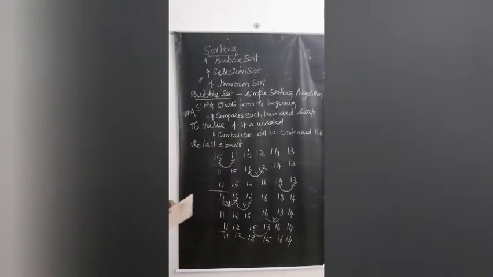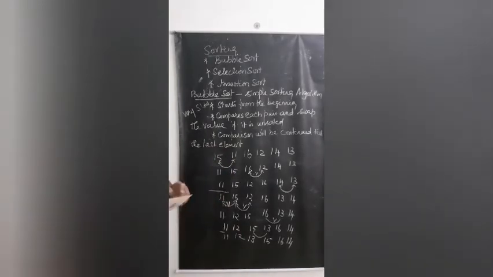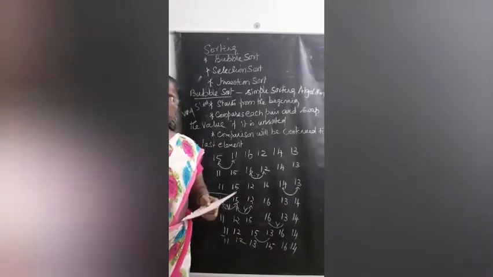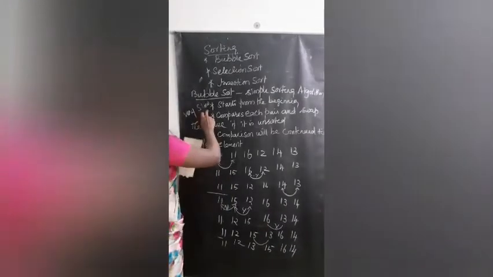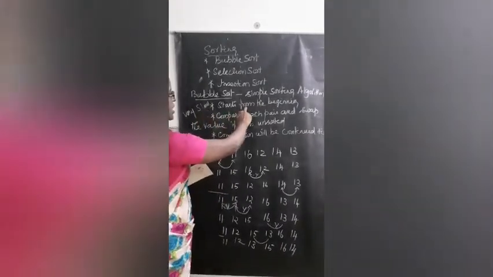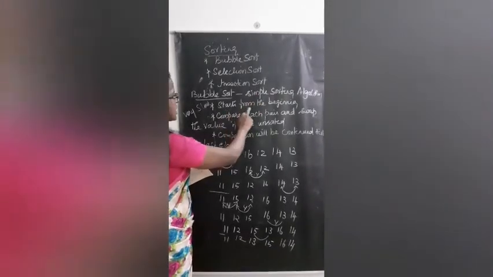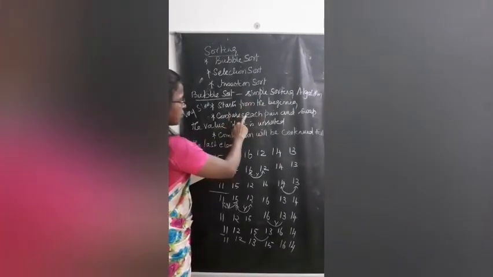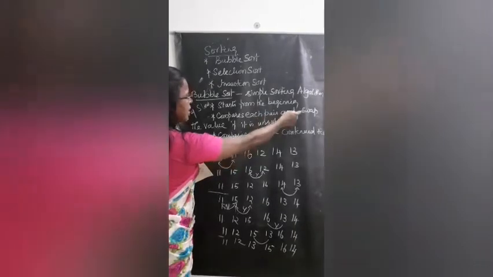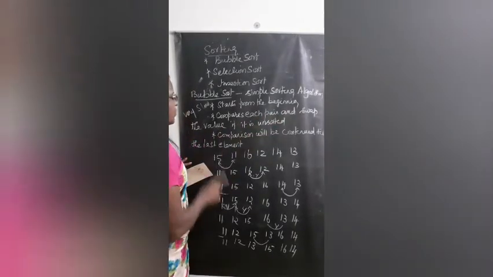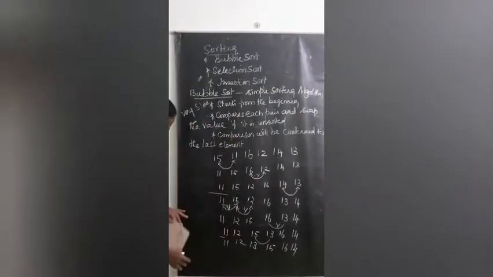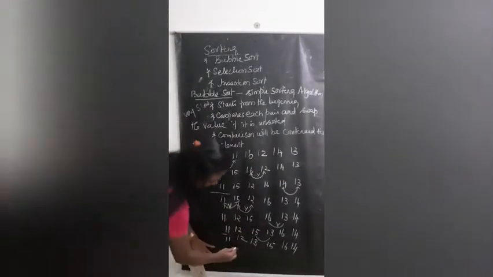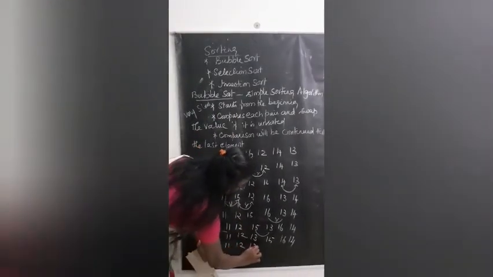So in this way, every element is compared with the next element. It is too slow, it is too slower. Let us see, it is simple sorting. It starts from the beginning and compares each pair and swaps the value if it is unsorted. Comparison will be continued till the last element. See, 11, 12, 13.